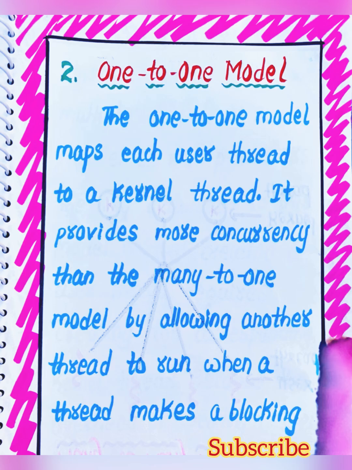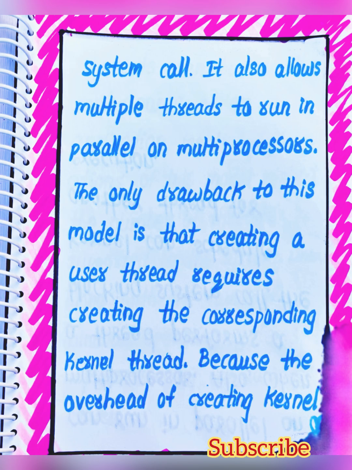Second one, one to one model. The one to one model maps each user thread to a kernel thread. It provides more concurrency than the many to one model by allowing another thread to run when a thread makes a blocking system call. It also allows multiple threads to run in parallel on multi-processors.